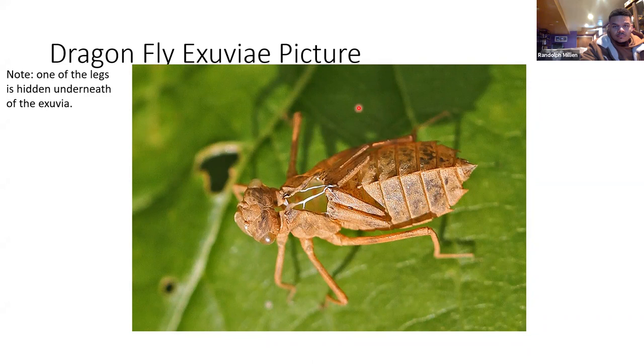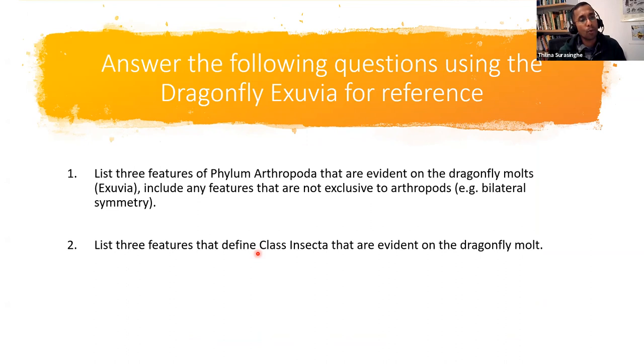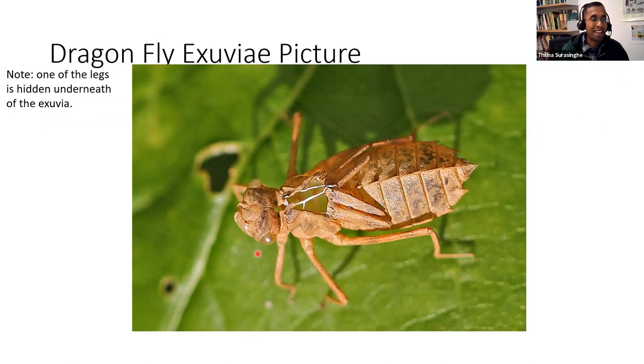What do you think these are? That one and that one. What are those? Eyes. Compound eyes, right? So that's another character you find in insects, and in these guys. Two characters, two answers to this question. Next: list three features of phylum Arthropoda that are evident on the molt, or that are not evident on the molt. So let's talk about a character that you can directly see in the molt that is common to all arthropods.